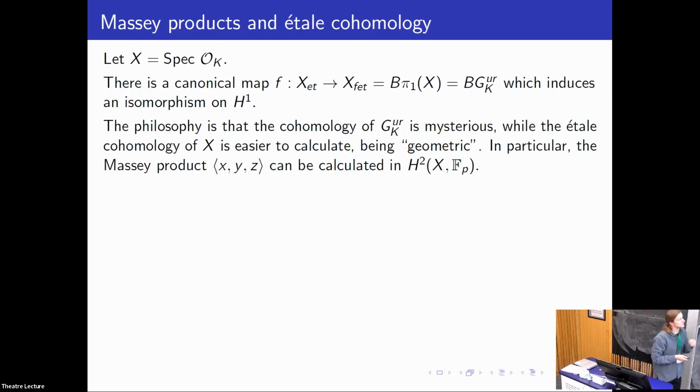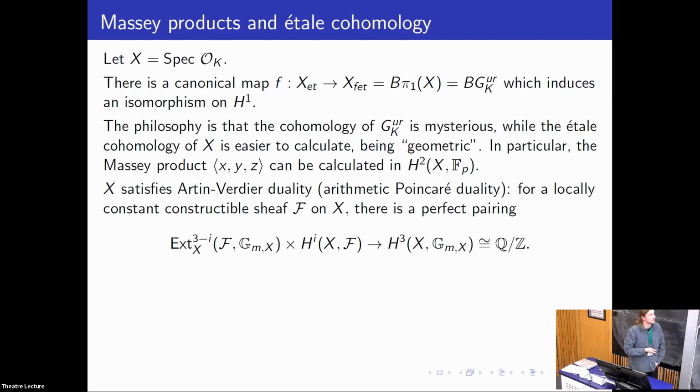And it turns out that you can calculate the Massey product of X, Y, and Z in H2(X, F_p). That's how we get the formulas. And why is X so nice? Well, one thing is that it's geometric, but it also satisfies Artin-Verdier duality, which is some arithmetic Poincaré duality.